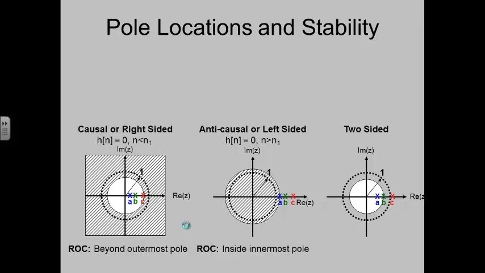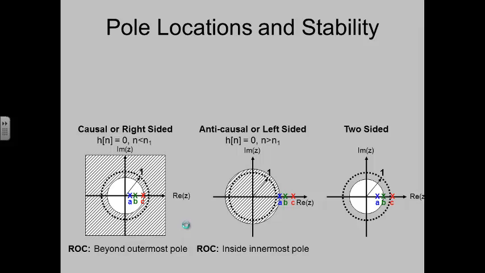The innermost pole has to be inside; the region of convergence goes out from there. If the region of convergence includes the unit circle, I have a stable system. It also works on the other kinds of systems too. For the anti-causal system, the innermost pole defines the edge of the region of convergence, and it goes inward.